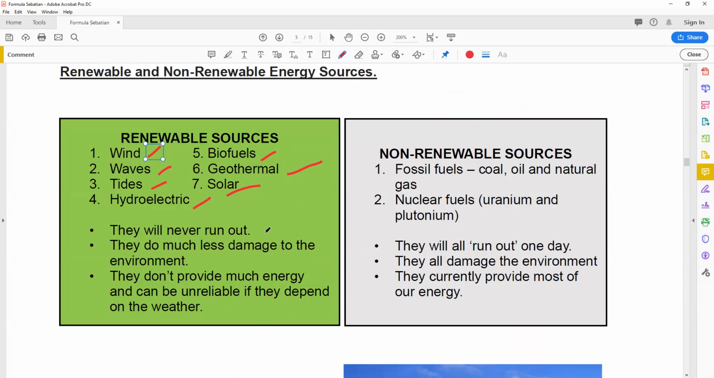The key characteristic of renewable energy is that obviously they will never ever run out. They do much less damage to the environment, right? Because they don't produce carbon dioxide, but they do not provide much energy, okay? And can be unreliable if you depend on the weather.